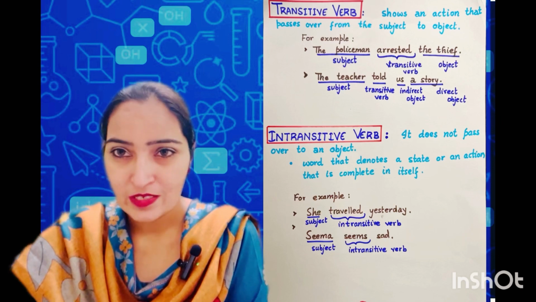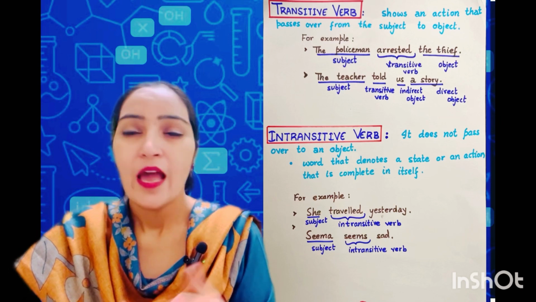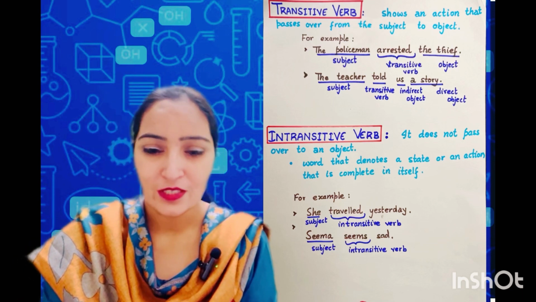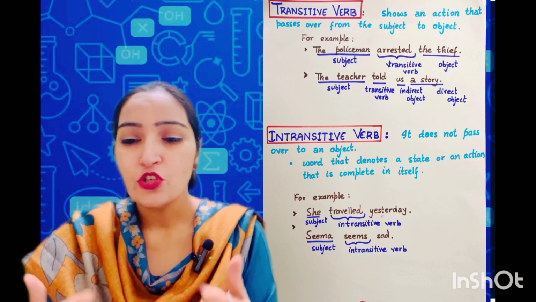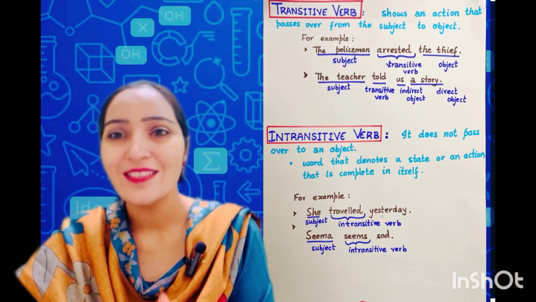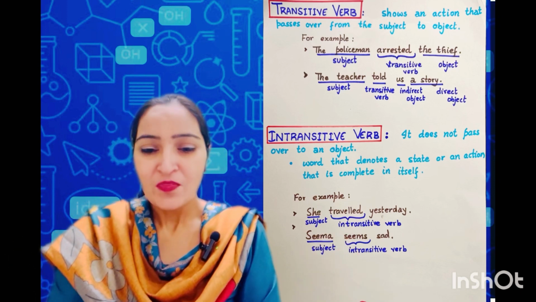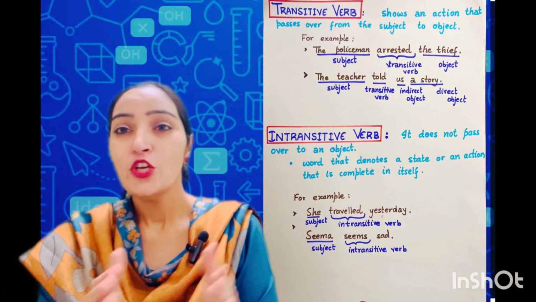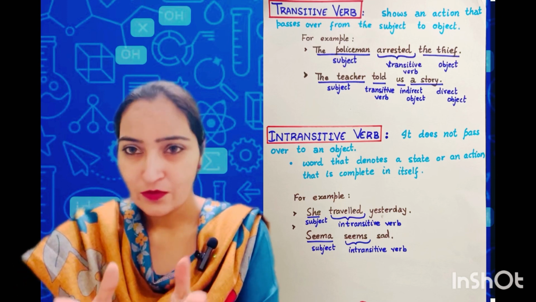Now let's talk about intransitive verb. In intransitive verb, there is no object. That means action does not pass over from the subject to the object. Or a word that denotes a state or an action that is complete in itself. We will take examples. Let's see. So the first example is she traveled yesterday. She is the subject. Traveled is a verb.